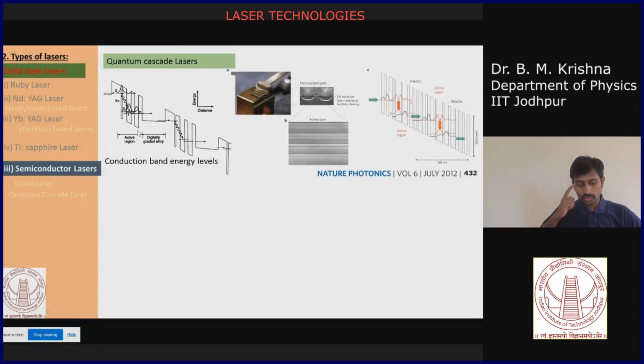So now if you see the device, this is a device on the left hand side. This device is engineered like this. If you see, one period is 60 nanometers including your active region. So this is your active region, and these are the injectors. That means electrons pass through these conduction band energy sub bands, gain the energy, then reach the maximum state. Then you have a lasing action.